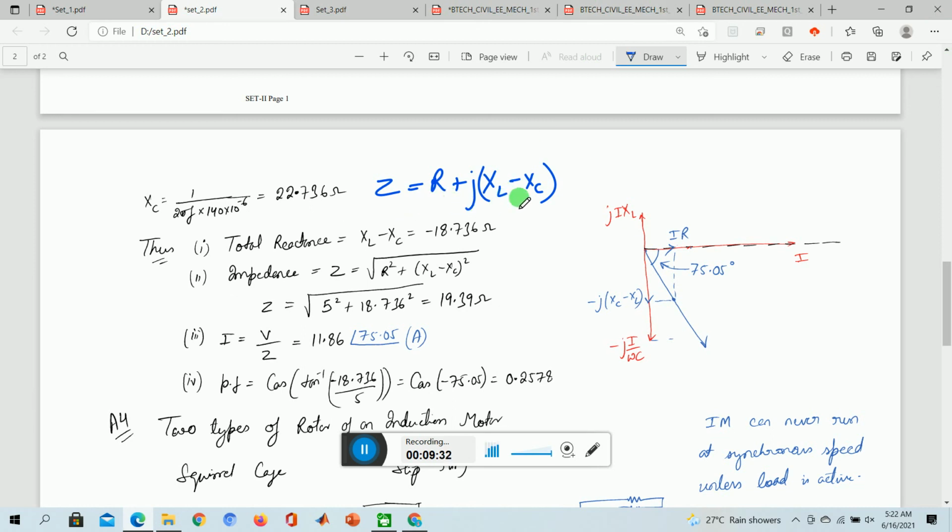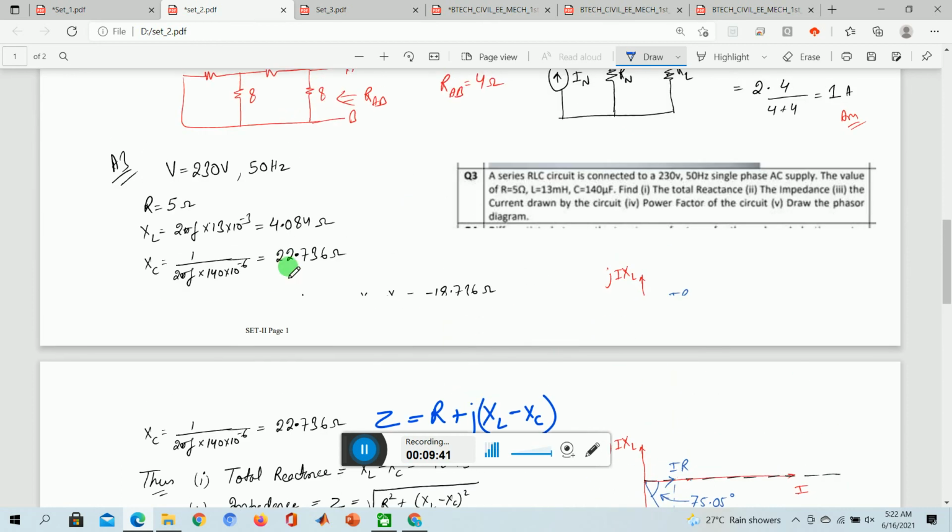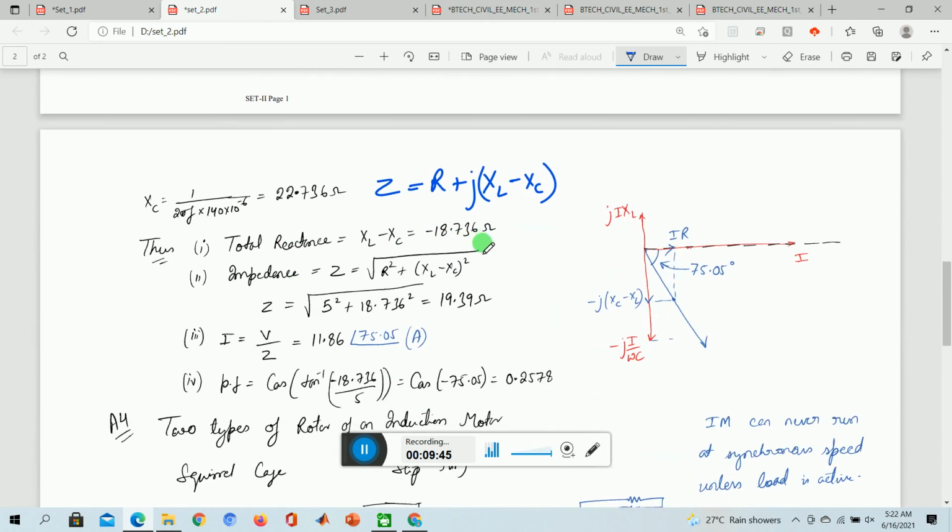So the reactance value is obviously XL minus XC, that is a negative term, it will come as minus of this, just a linear addition of the XL and XC. So we get minus of this value, negative value, not the positive value. And Z is equal to the square root of R square plus the square of the negative term, so it is positive. So this is 19.39.